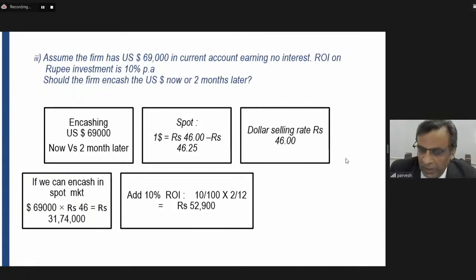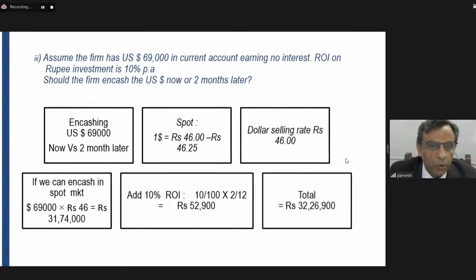So he gets 52,900 as interest on that. So the total inflow to him will be 32 lakh 26,900. So if he encashes today, along with the interest of 10%, he gets 32 lakh 26,900.